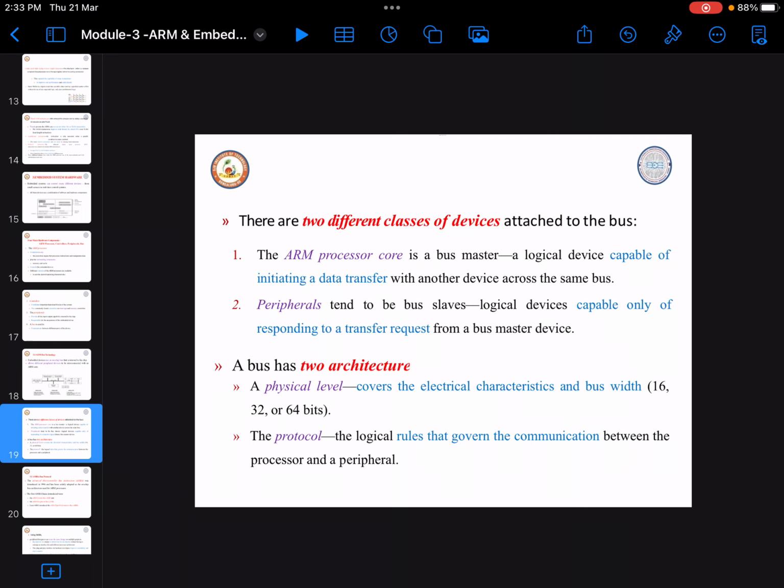Coming to the bus, it has two architectures. One is the physical level, which covers the electrical characteristics and the bus width. So it could be a 16-bit bus, or 32-bit or 64-bit. Then it follows the protocols. Protocol indicates the general rules and regulations that govern the communication between the processor and the peripheral devices.